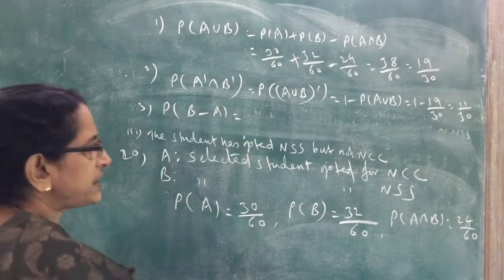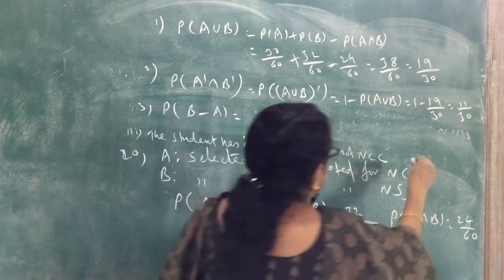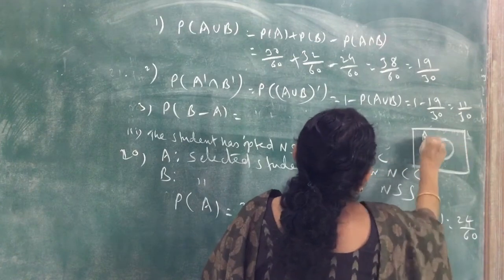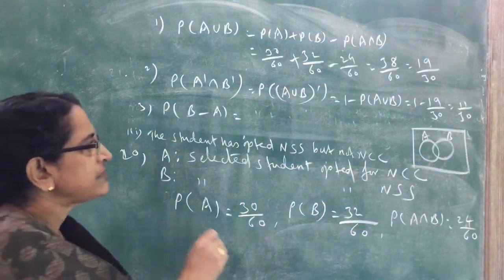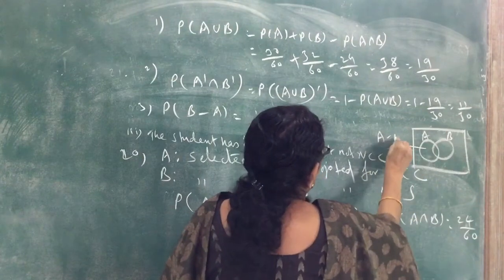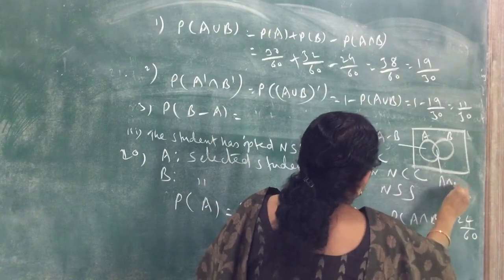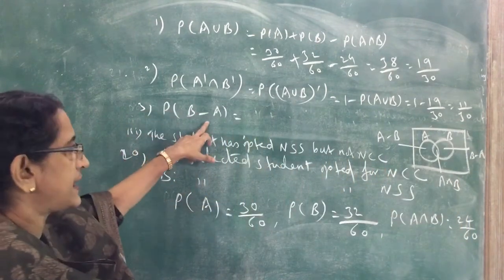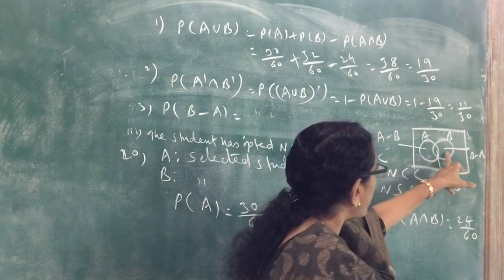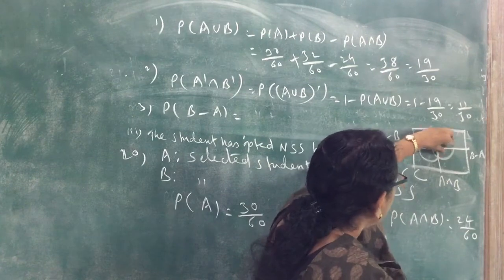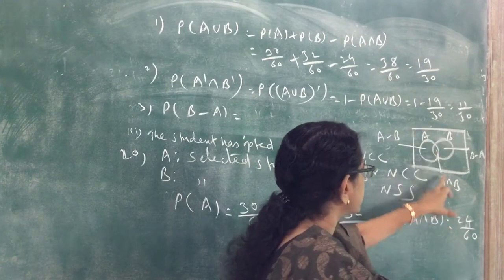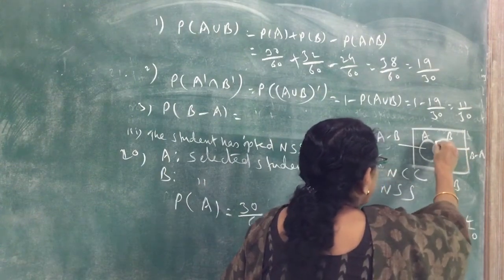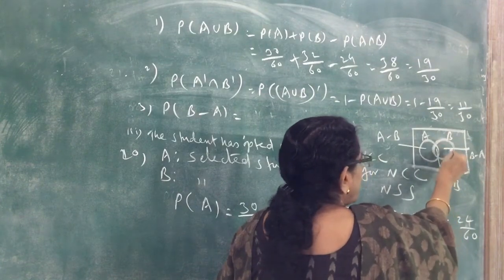You can remember this if you know the Venn diagram. See, this part is A minus B, this part is A intersection B, and this part is B minus A. Now we want to find probability of B minus A, that means this part. So this part is probability of B minus probability of A intersection B. This intersection part we have to remove. From probability of B, we remove probability of A intersection B, this part, so we get probability of B minus A.